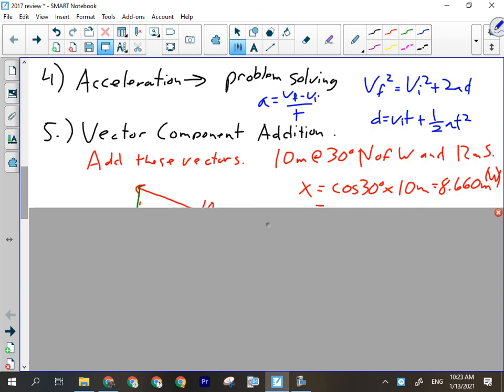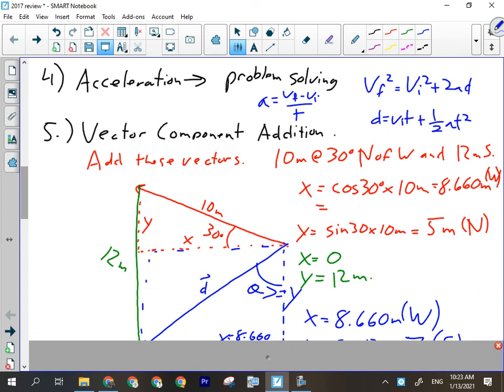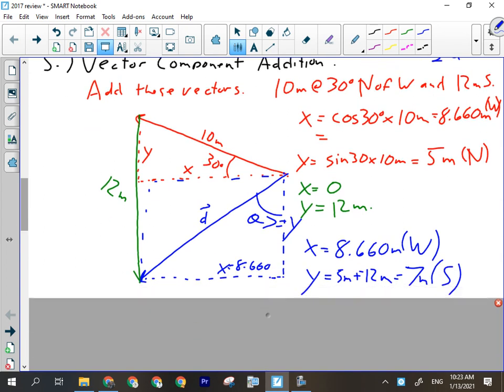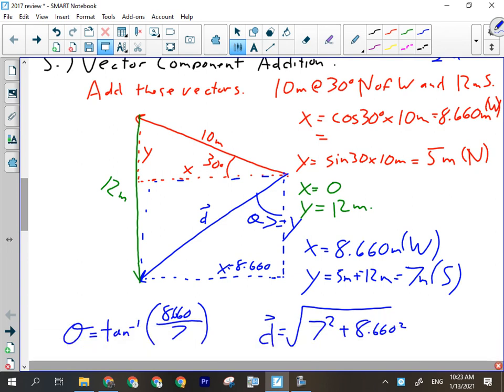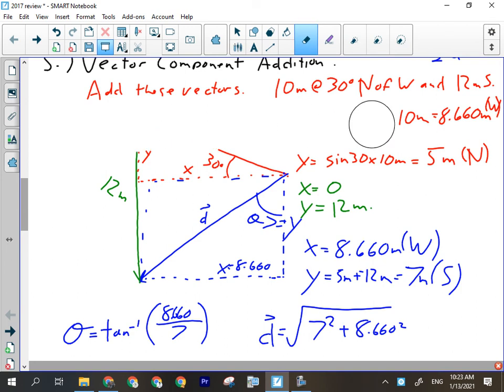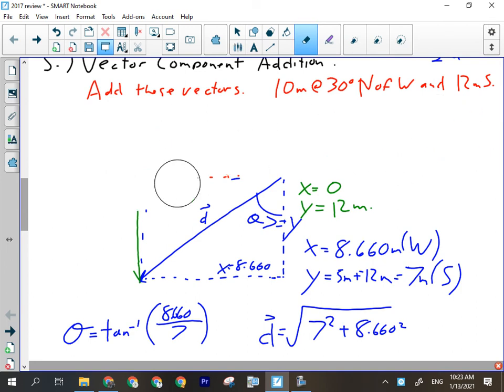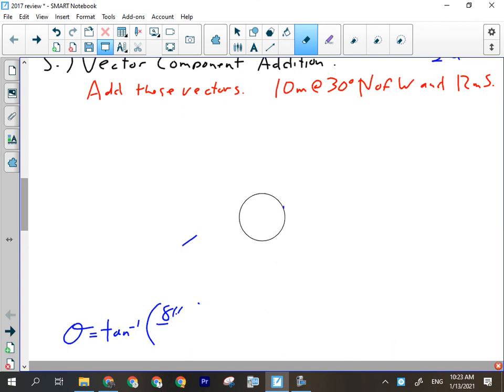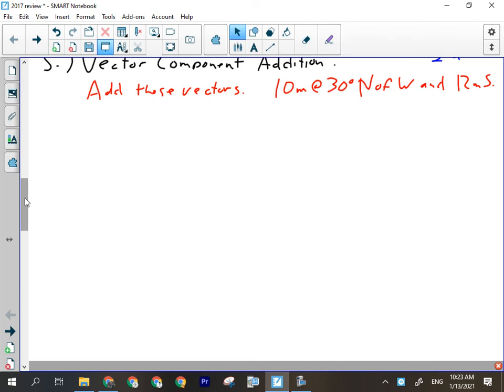Okay, so if we were looking at one like this, I'm just going to erase it and start it again just so we can have one to walk through. Just because it's been a while since we did one of these. Okay, so add these vectors. 10 meters at 30 degrees north of west and 12 meters south. Okay, so those are our two vectors.